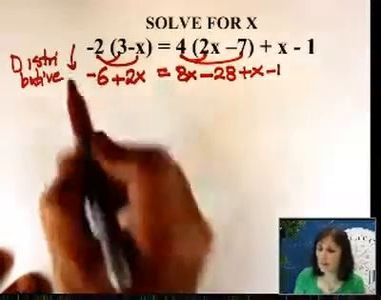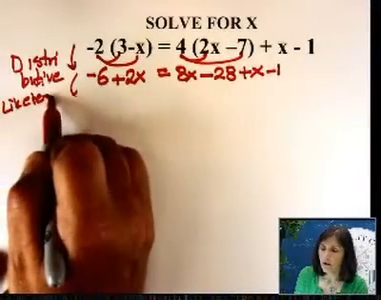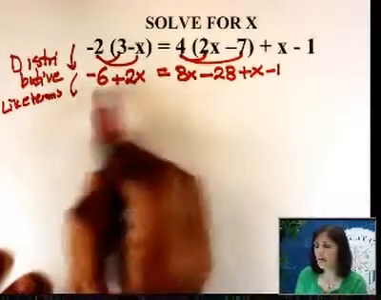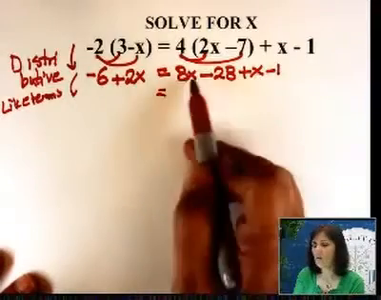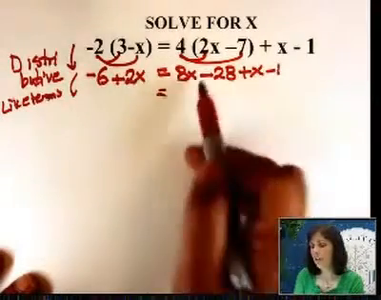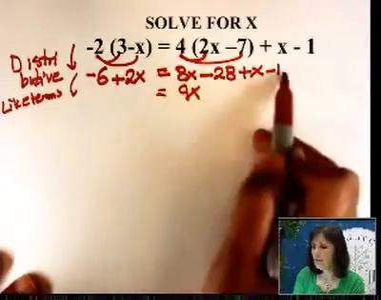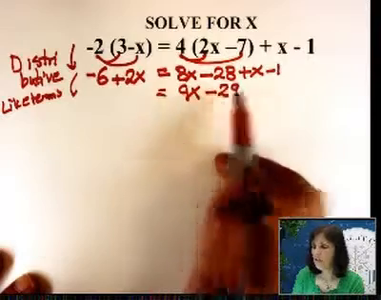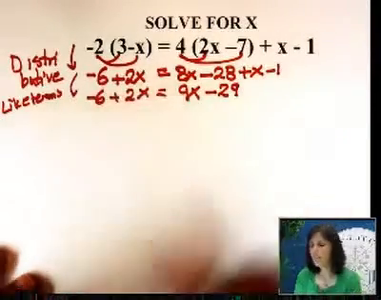Now, the next step is like terms. Group the like terms on each side of the equal sign. So there's nothing I can do here, but here I can. You have an 8 and an x. So use the distributive property, factor x out. 8 plus 1, that's 9x. And these two are like terms, negative 28 and negative 1. That's negative 29. So at this point, you have negative 6, 2x, and you have 9x.